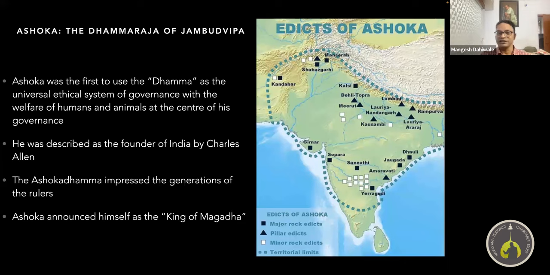Charles Allen described Ashoka as the founder of India, because he was the first to give it a kind of political identity in terms of the creation of Jambudvip. As history goes, Ashoka's Dhamma impressed generations of rulers, and Ashoka announced himself as the king of Magadha. This term, king of Magadha, is very important, because Magadha was the Buddhist hotspot. After Ashoka, in 600 AD, it was Harshavardhana's turn to announce himself as the king of Magadha, because it was very specific. It has such a geopolitical importance that we are going to see in the forthcoming lectures. But suffice here to note that Ashoka announced himself as the king of Magadha.